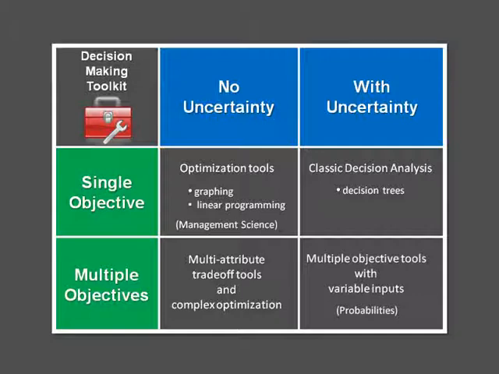And then in the last quadrant here, we have multiple objective problems that are plagued by uncertainty. And here we really use the same multiple objective tools, but we use variable inputs, we do sensitivity analysis, we really try to analyze the role of uncertainty in affecting that multiple objective analysis. And so we use the same multiple objective tools, but we have to add in some additional tools to deal with the uncertainty.